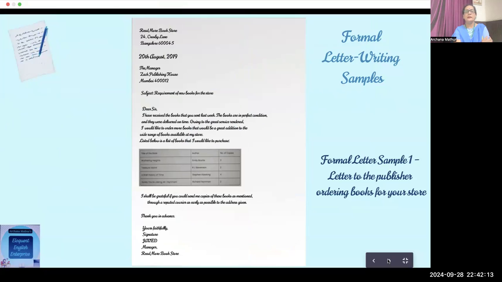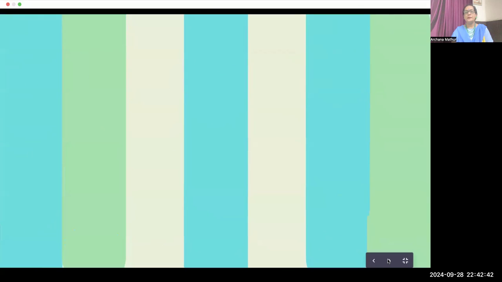Now, this one is written by somebody to the manager of a publishing house. The letter says that I received certain books, but I wish to order more. So I'll be grateful if you could send me these copies through a reputed courier service. Right? So this is the first formal letter sample. It's a letter to the publisher ordering books for your store. You run a bookstore and you want some more books for your store.